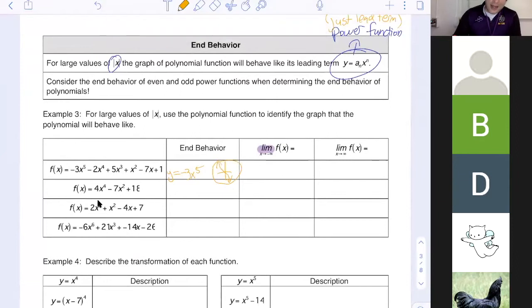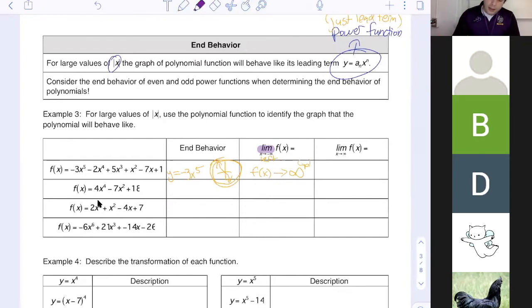as x goes to the left, where is my graph going? Where is f of x going? Is it going up or is it going down? So looking at this sketch for help, as x goes to the left, f of x goes to positive infinity. It goes up.